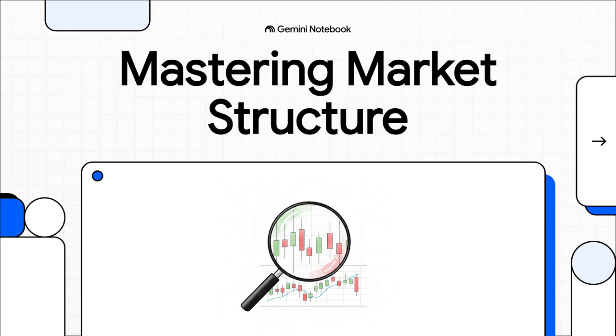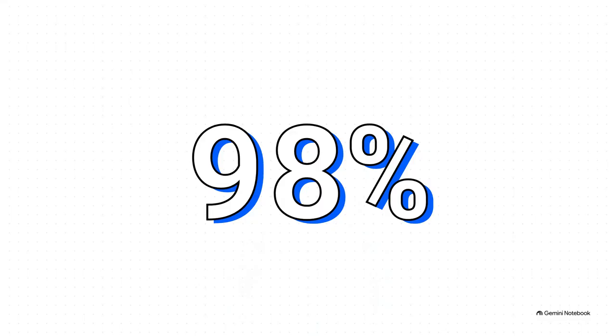Let's jump right into this explainer and completely demystify the core mechanics of market structure. We're going to look closely at the hidden framework that literally dictates why trades ultimately win or lose every single day. 98%. Honestly, take a second to let that sink in. That is the widely accepted and frankly staggering percentage of traders who fail to consistently make money in the markets.